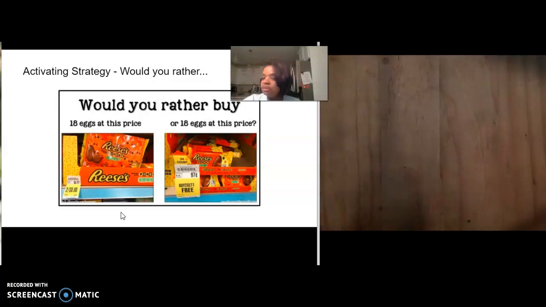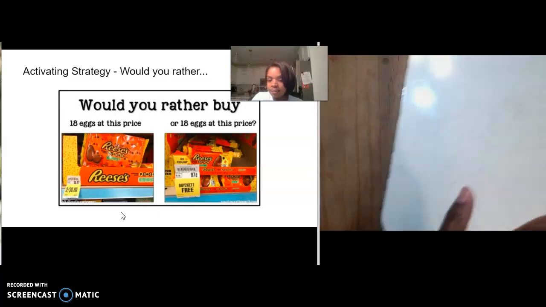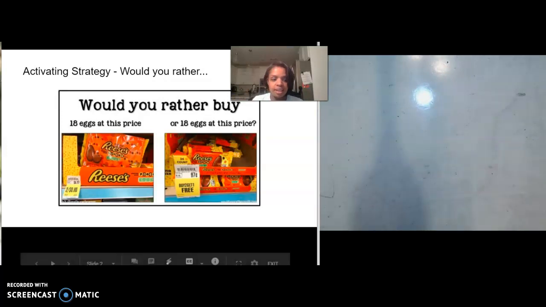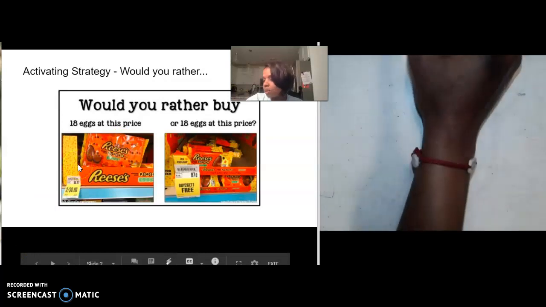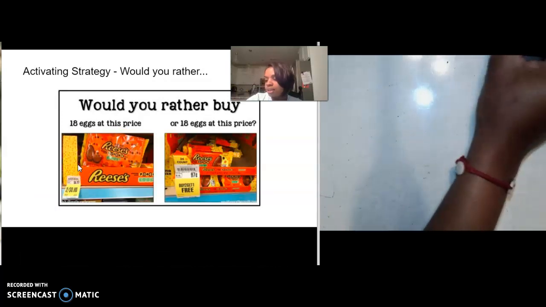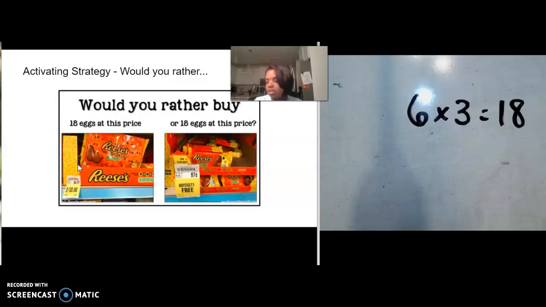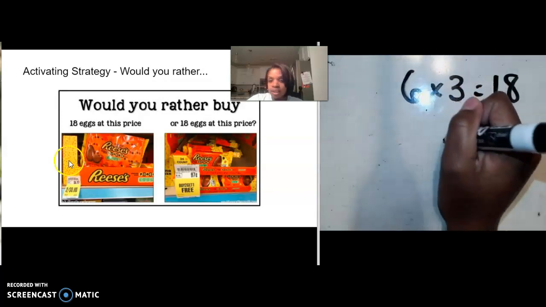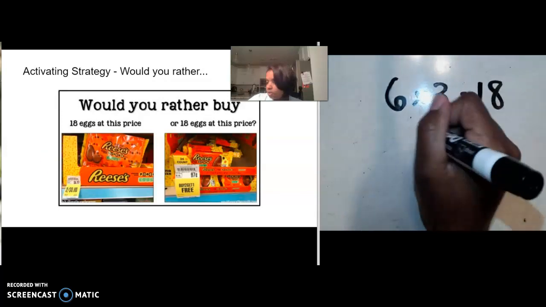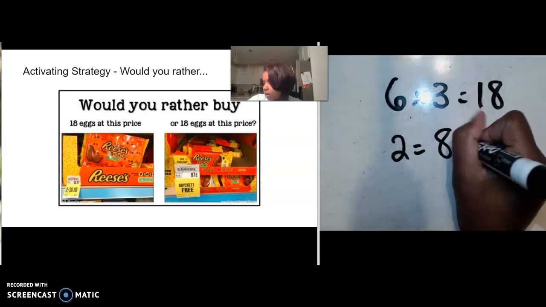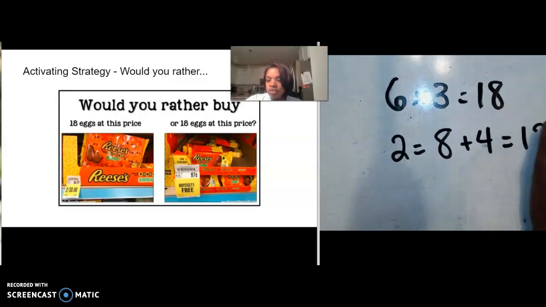Okay, so hopefully you've paused me for a while and you had time to think. So let's look at the first package. The first package says you have 6 in each. So 6 times 3 would be 18 eggs. So that would mean I would need 3 packages. So if each package was 2 for $8, 2 of those packages would be $8, and half of $8 is 4. So that would be $12 that I would spend for 18 eggs.